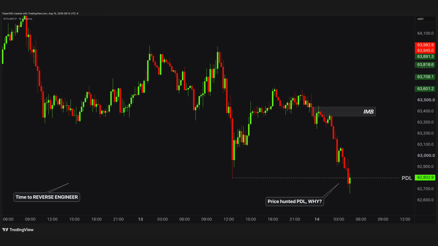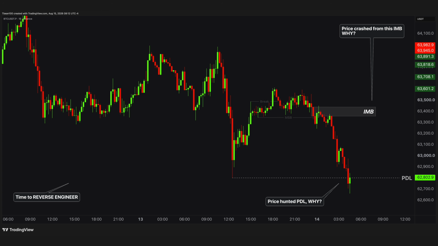Okay, let's look at this imbalance. This is a specific imbalance out of many other imbalances that truly push the price to hunt the PDL level below. So our first question is answered: the PDL was hunted because this imbalance pushed it. Now this brings us to another question.